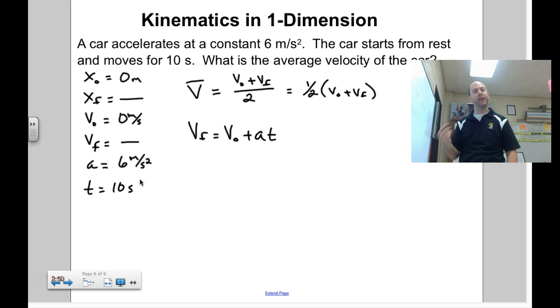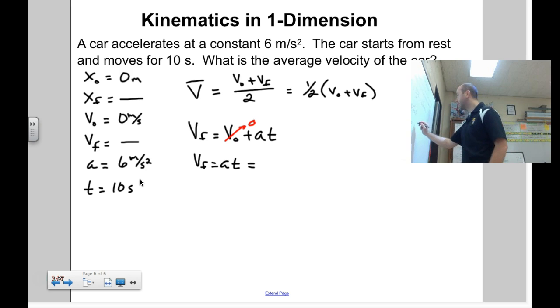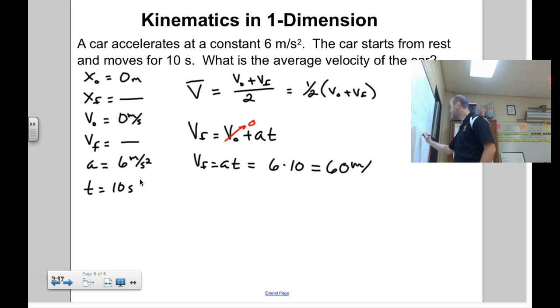And again, if anything is a 0, go ahead and cross it out. So that's 0, V naught 0. So that says VF equals acceleration times time. Do I have acceleration and time? Yes, I do. Acceleration is 6 times time, which is 10. 6 times 10 is 60 meters per second. So my VF is 60.